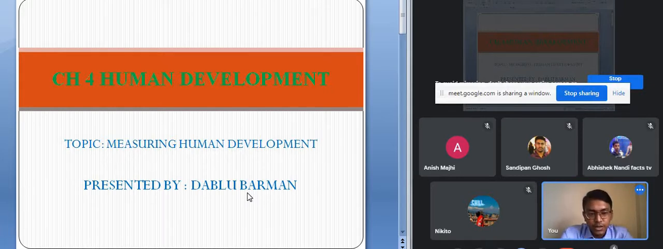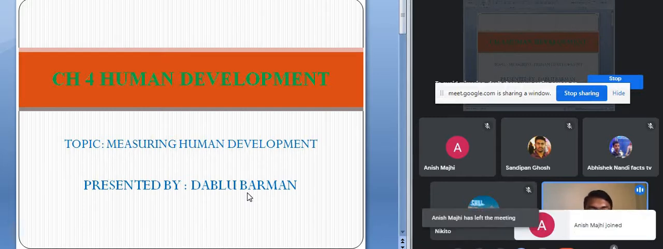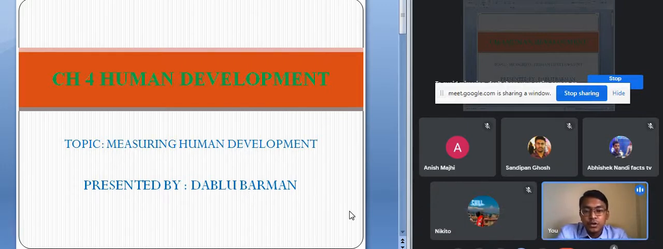In our previous discussion, we discussed growth and development. We came to know about the basic differences between growth and development, and also we discussed the pillars of human development, that is equity, sustainability, productivity, and empowerment. So today, what I am going to discuss is measuring human development, that is, how do we measure the level of human development?